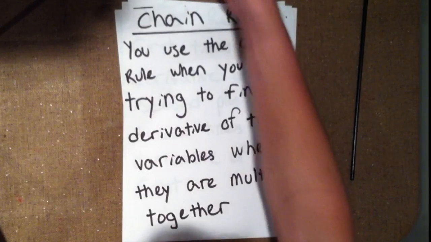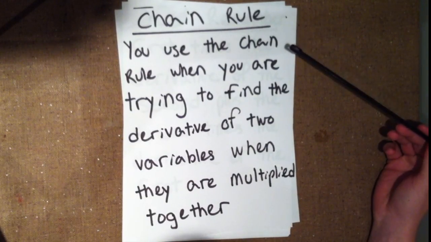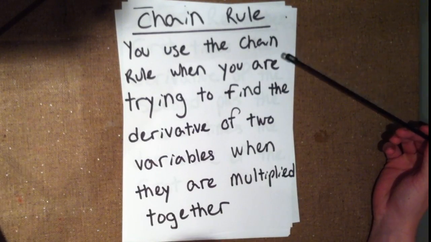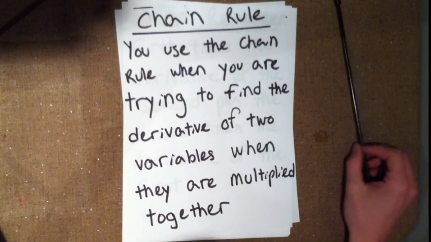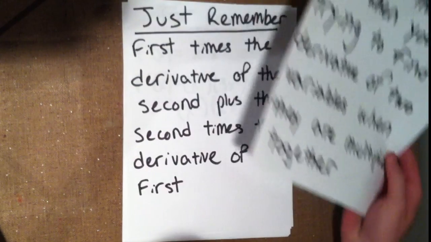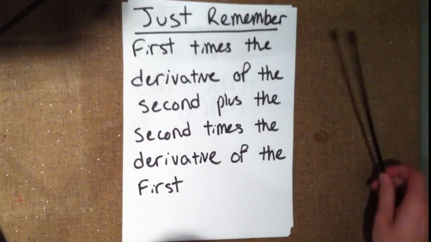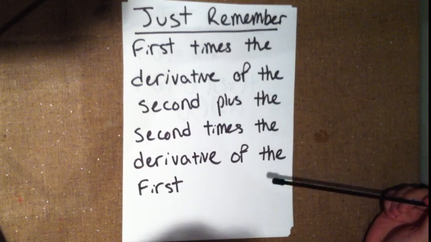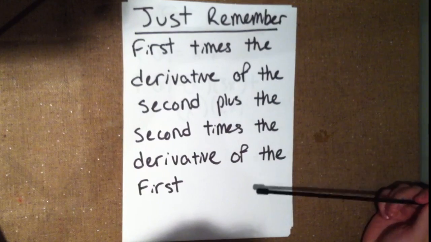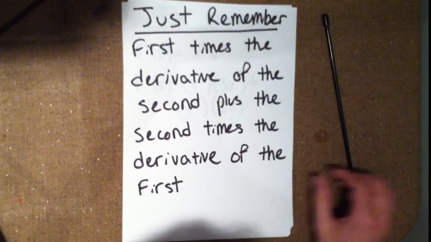Next to look at is the chain rule. You use the chain rule when you're trying to find the derivative of two variables when they are multiplied together. Just remember, first times the derivative of the second plus the second times the derivative of the first.